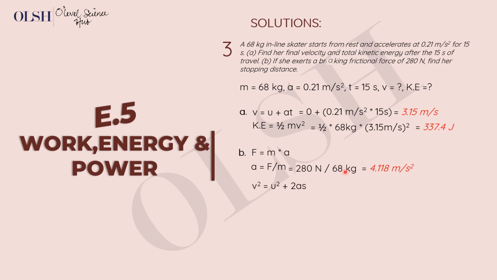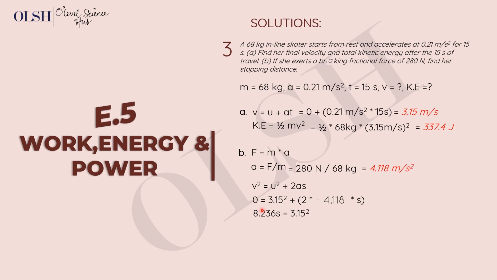So we're going to use the formula v squared equals u squared plus 2as, where v squared is, of course, our final velocity, which is 0. u squared is our initial velocity, which is 3.15 meters per second, all squared. Then we have 2 times acceleration, which is going to be the deceleration. So this positive will change to negative, because it will be minus 4.118 to show it's deceleration. Then we'll have to find s.